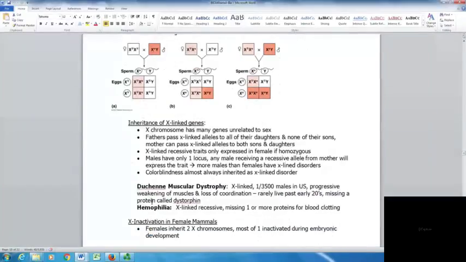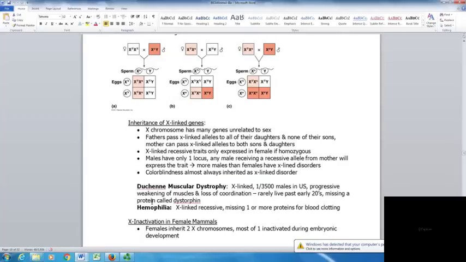When we look at the inheritance of X-linked genes, the X chromosome is going to have several genes that are unrelated to sex, which means they can have disorders that are unrelated to sex as well. The father passes his X-linked alleles to all of his daughters and none of his sons. The father is what is going to determine the sex in the animal. So if you get an X chromosome, you become a female. If you get a Y chromosome, you become a male. The mother passes her X-linked alleles to both sons and daughters. All she has are X chromosomes to pass on.